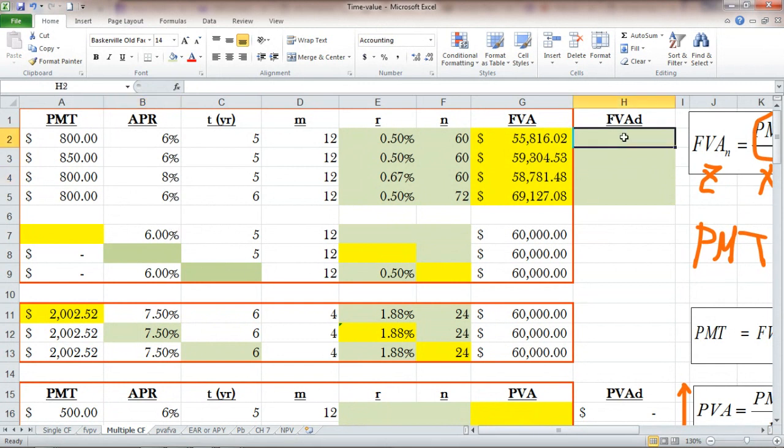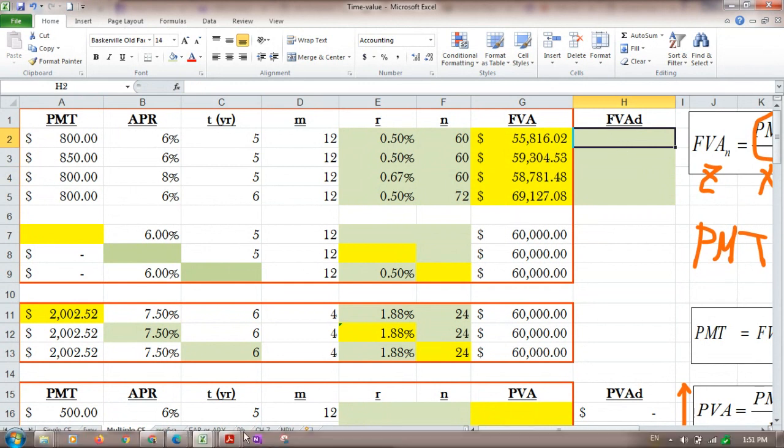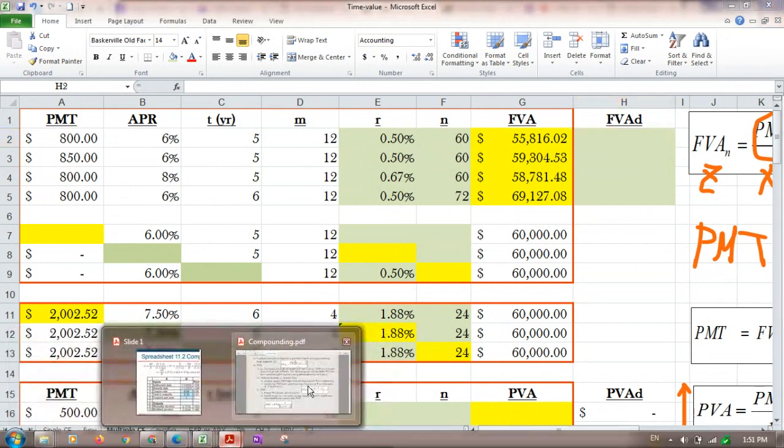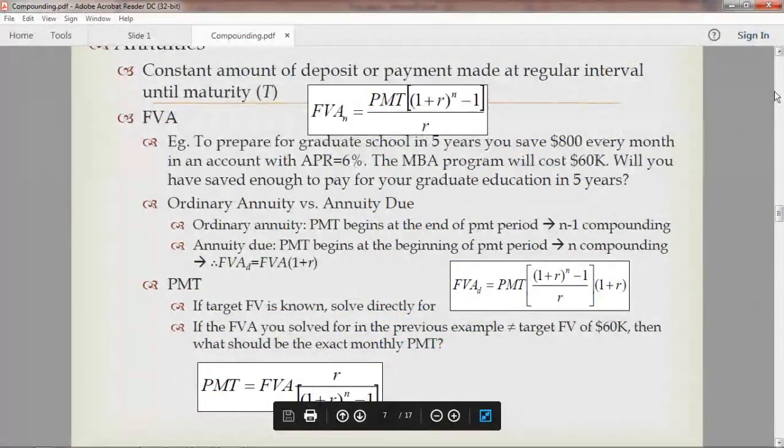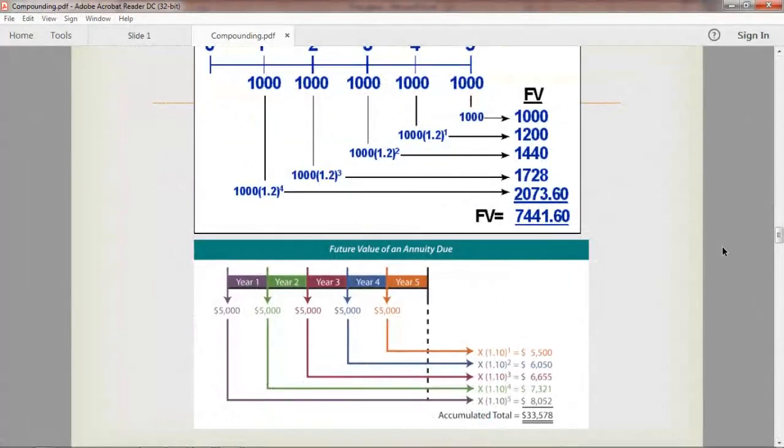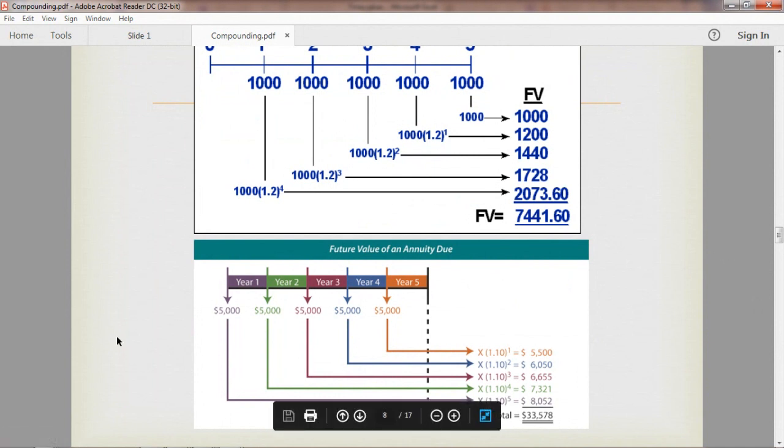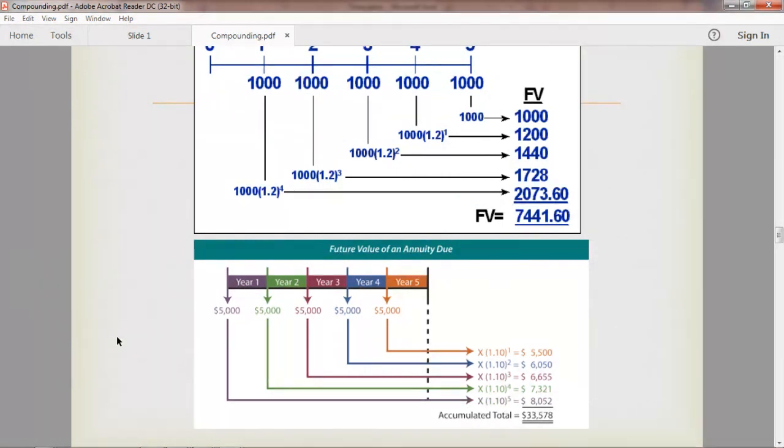Now, next question is, how about future value of annuity due? Annuity due, we talked about that. And when I talked about annuity due, what's the difference between the two? The difference between the ordinary annuity and annuity due is one more compounding. It's one more compounding, not one more payment. People get it confused. A lot of people think annuity due has one more payment. No.